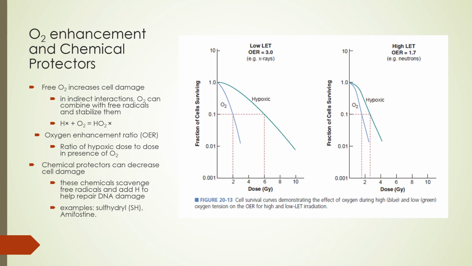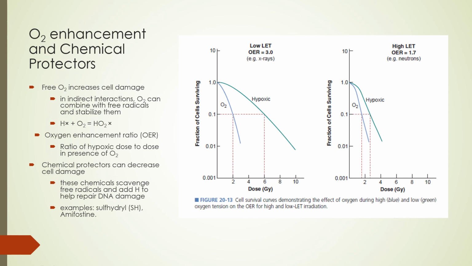The relative effectiveness of radiation to produce damage at various oxygen tensions is described by the oxygen enhancement ratio. Oxygen enhancement ratio is the dose at hypoxia divided by dose in the presence of oxygen for an effect. The graph shows the oxygen enhancement ratio for low LET and high LET radiations. For low LET radiations, if you select a survival fraction of 0.1, you see that the dose at hypoxia is 6 gray and the dose in the presence of oxygen is 2 gray. So the oxygen enhancement ratio is 6 divided by 2, which is 3.